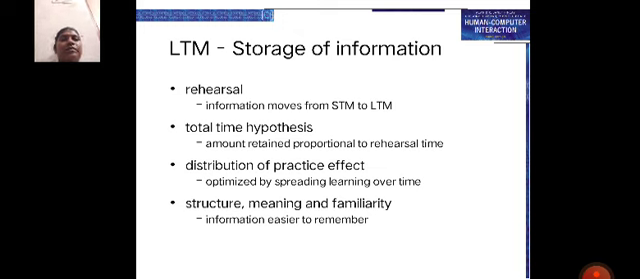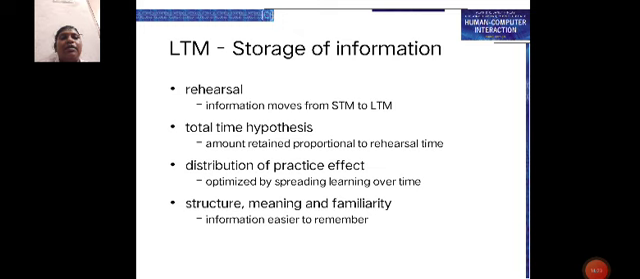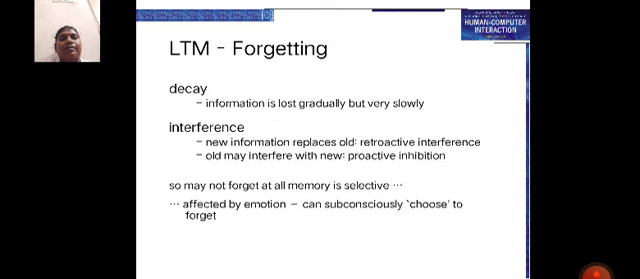The distribution of practice effect means learning is optimized by spreading it over time, and structure, meaning, and familiarity make information easier to remember. In long term memory, forgetting means decay and interference. Decay means information is lost gradually but very slowly. In interference, new information replaces old. Retroactive interference is when old information may interfere with new.